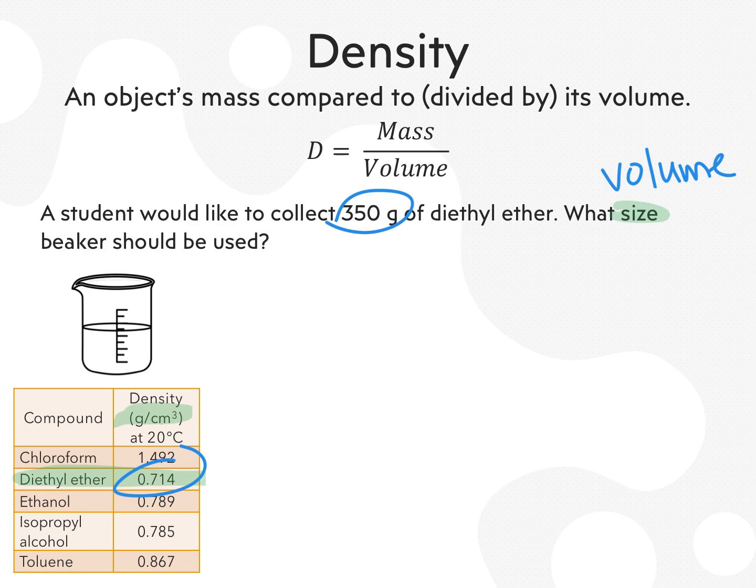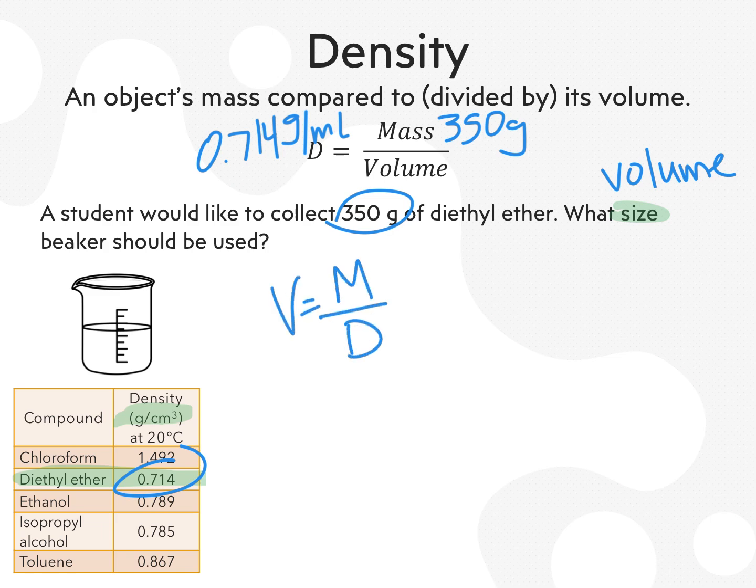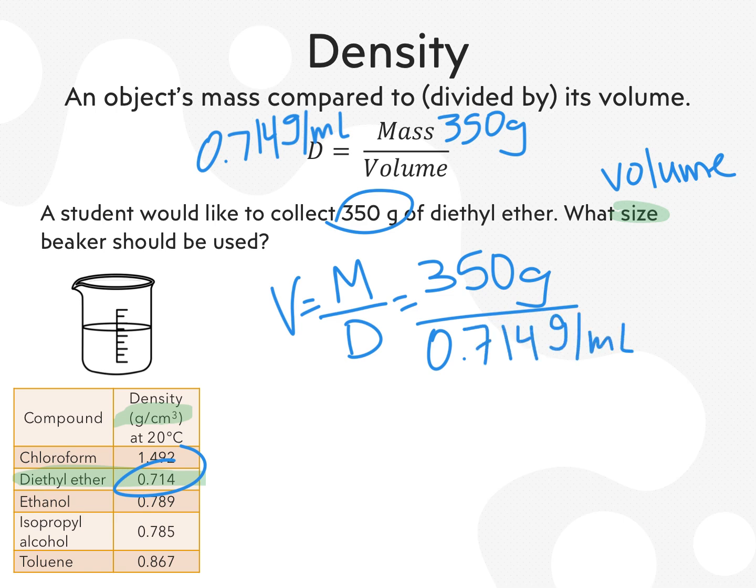So since I have mass of 350 grams, and since I have density of 0.714 grams per milliliter, I'm going to take my volume and take my mass divided by my density. Volume is mass over density. I'm rearranging by multiplying both sides by volume and dividing both sides by density. 350 grams divided by 0.714 grams per milliliter gives me 490 for my number, let's say 0.2.